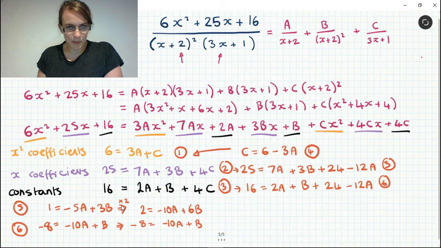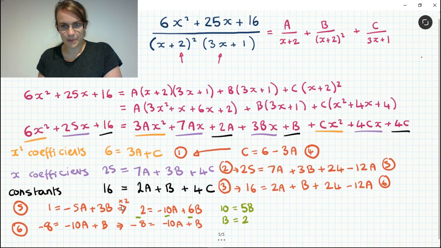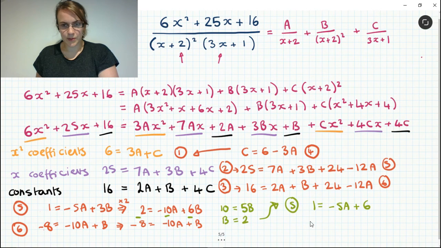Now if I take my top equation and take away my bottom equation, I'm actually going to eliminate the a. So 2 take away minus 8 is 10. The a's eliminate, and then 6 take away 1 is 5b. So this gives me b equals 2. Now I've got b, I can go back and find a. So if I sub that into equation 5, I've got 1 equals minus 5a plus 3b, which is 6. So minus 5 equals minus 5a, therefore a equals 1.